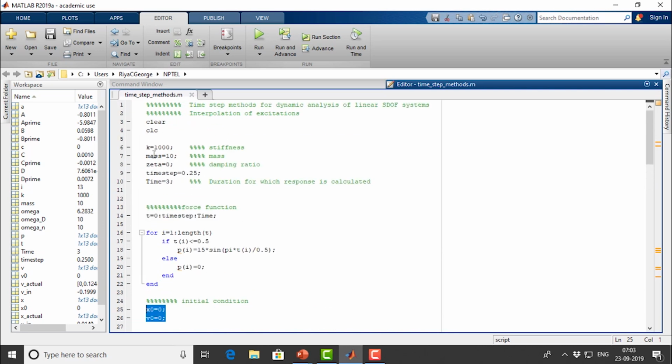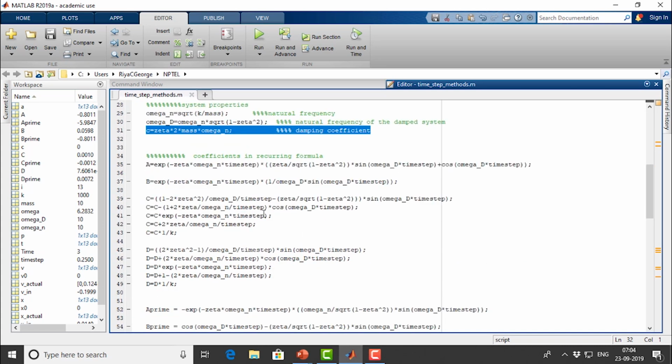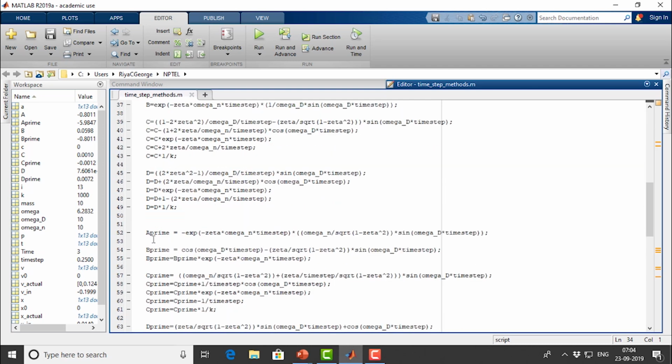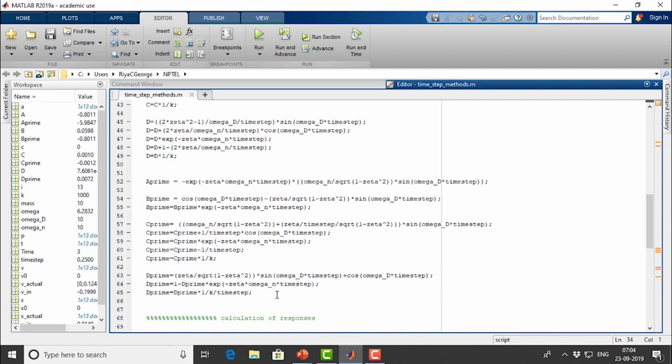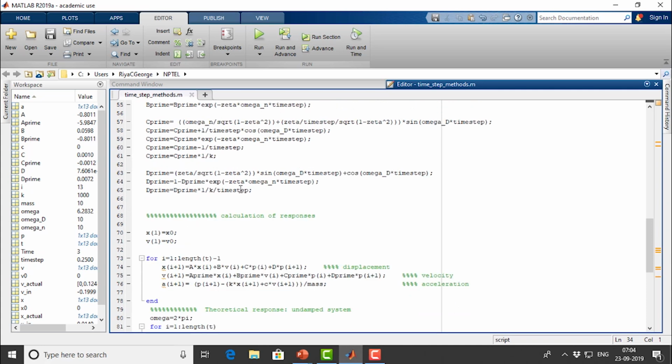So using the value of mass and stiffness, I can calculate omega n, and using the value of zeta, I can calculate omega d, that is the natural frequency of the damped system. Here zeta is 0, so these two values will be the same, and this is the damping coefficient. Now we can calculate those coefficients in the recurring formula. So we had a, b, c, d, and a prime, b prime, c prime, and d prime. So we can calculate all that. If the time step is constant, we need to calculate it only once.